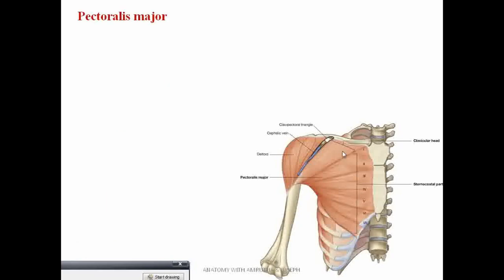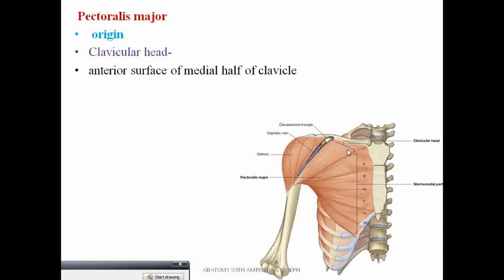Pectoralis major is a broad muscle in this area, originating from the clavicular head. It has different heads because it originates from different areas. The origin of the pectoralis major from the clavicle is called the clavicular head, which originates from the anterior surface of the medial half of the clavicle.